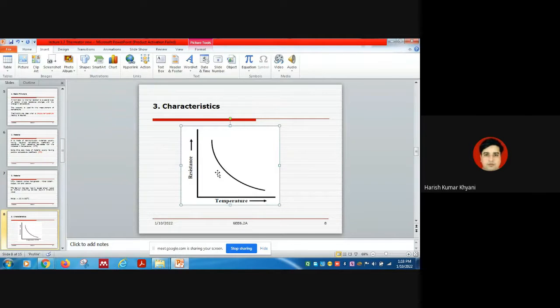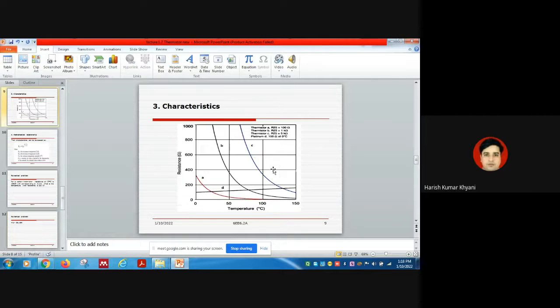We have seen that these have a negative temperature coefficient, so their characteristics are non-linear in nature. Whereas in the case of RTD, that is the platinum resistance temperature detector, their characteristics are linear because they have mainly positive temperature coefficients. This is a very important characteristic where I'm trying to make you understand the characteristics of both RTD and thermistor.